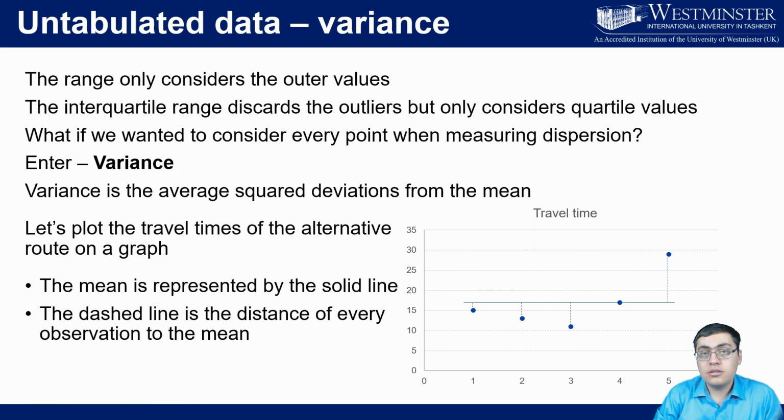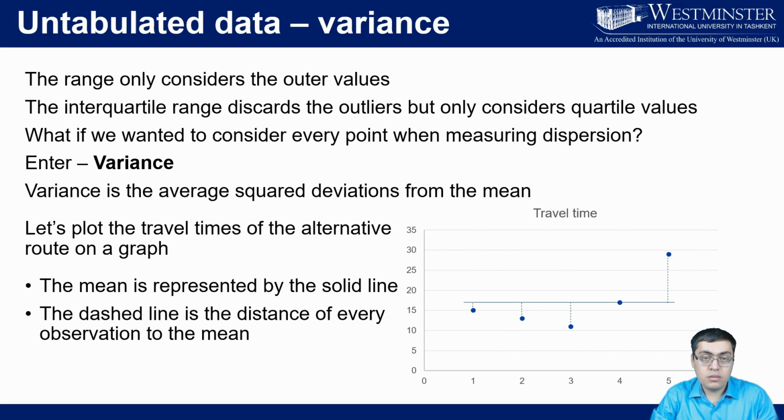The range only considers the outer values. While the interquartile range does discard the outliers, it still only considers the quartile values. What if we wanted a measure of dispersion that would consider every data point that we have? Well, we can do that with variance. Variance is the average squared deviation from the mean.